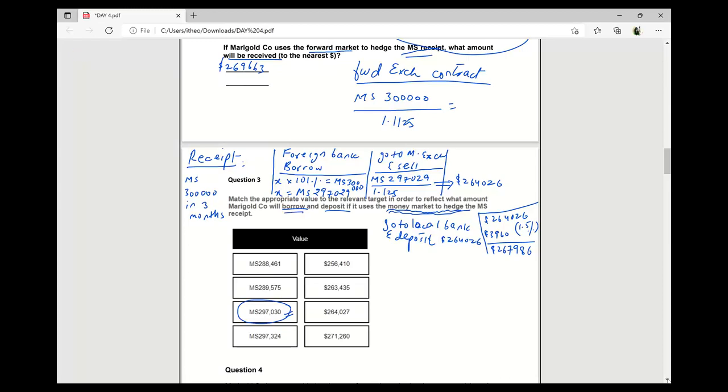How much will Marigold borrow and deposit? It's not asking for the final answer of the money market hedge. It's just asking how much it will borrow and deposit. So you know it borrowed 297,029. And how much did it deposit? 264,026. So this is going to be your answer.